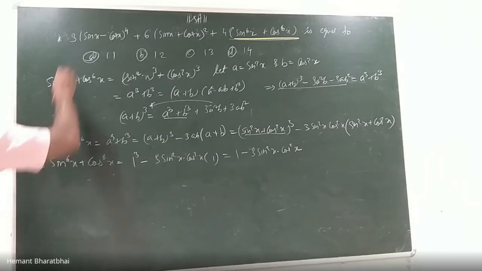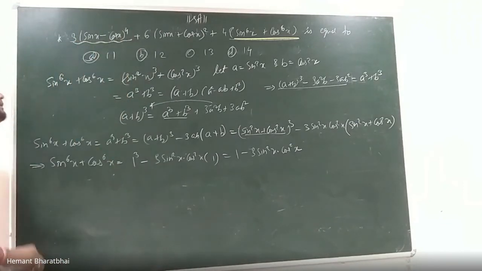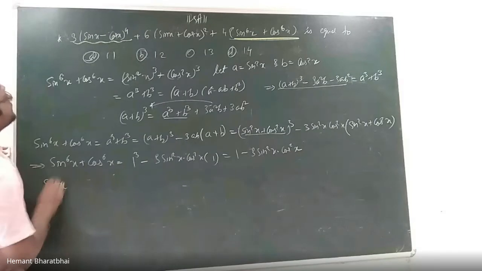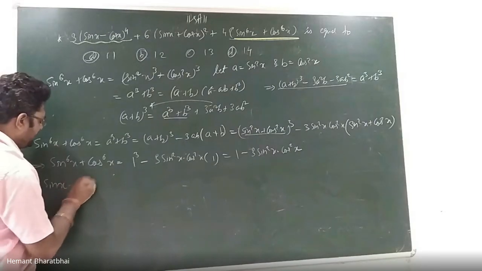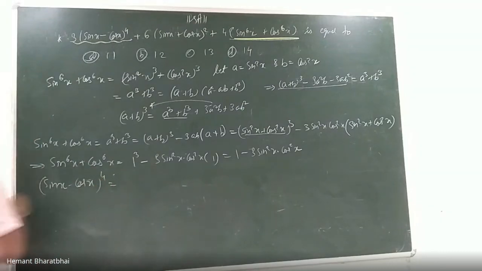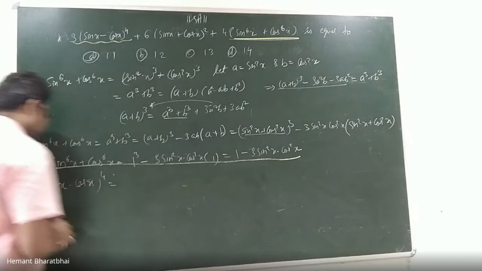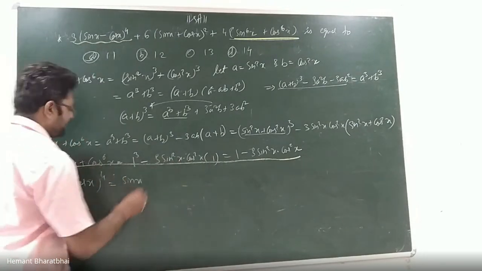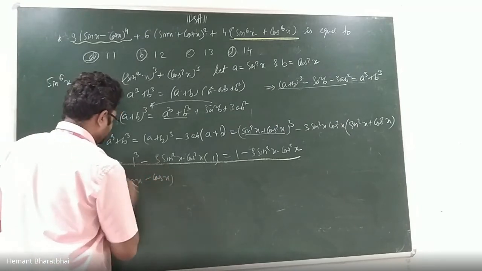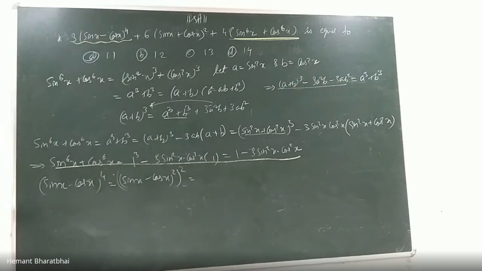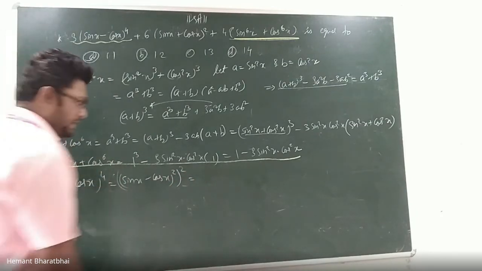Then this is also somewhat complex. So sin x minus cos x the whole raised to 4 can be written as sin x minus cos x the whole square raised to whole square. So 2 into 2 is 4. So raised to 4, I have written something like this.